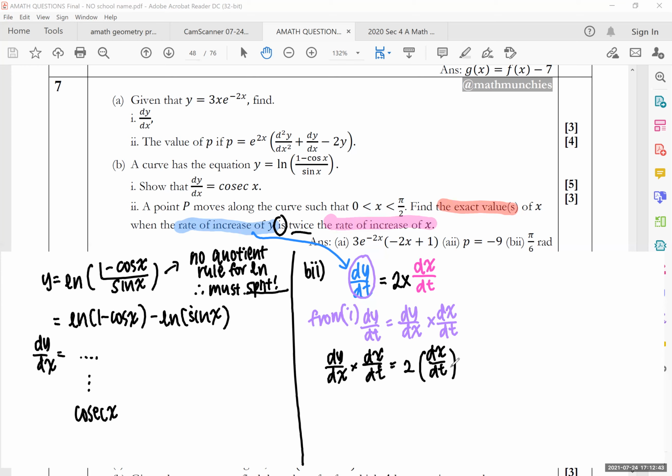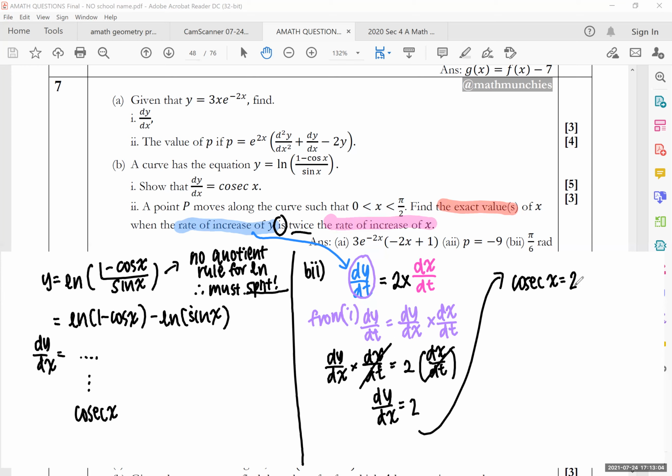Right, guys? Yes or no? Yes. So can you see I got dx/dt on both sides, bye-bye, I can cross it out. So therefore, I can say that dy/dx is equal to 2. And do I have my dy/dx? Yes or no? Yes. So I know that cosecant x is equal to 2.